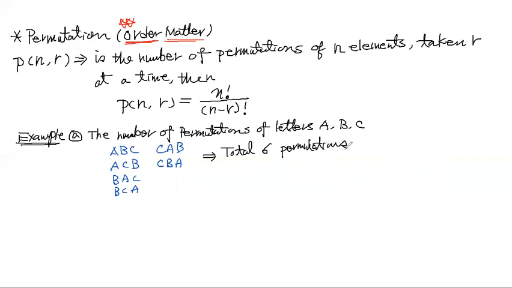Okay, so how do I get the 6? Of course, I wrote it down, right? So ABC, ACB, BAC, BCA. But how about if I have many letters? I cannot write it down. So the reason why this is a 6 total permutation is because I have 3 letters.